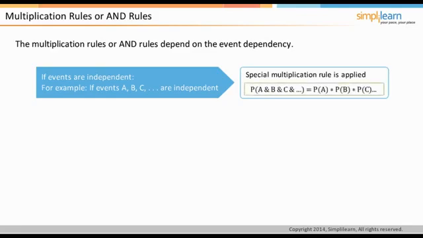If the events A, B, C, and so on are independent of each other, then the probability of A and B and C and so on is equal to the product of their individual probabilities. Click the button to view an example of this rule.